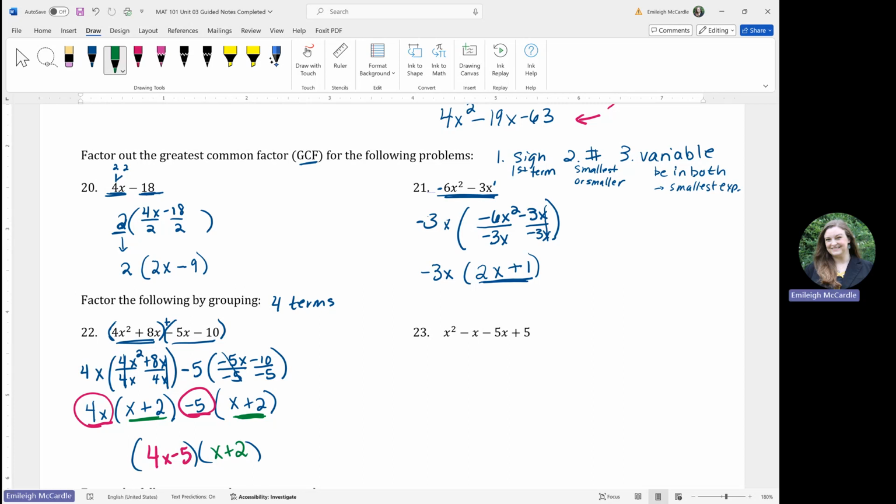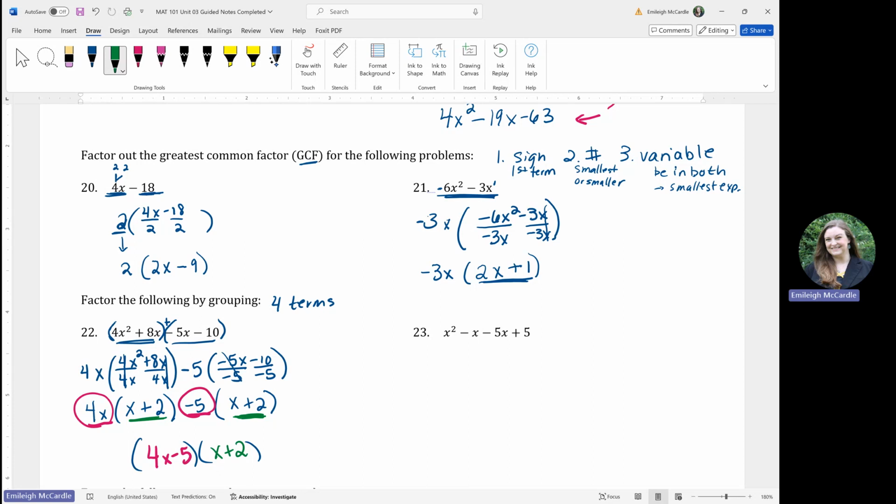I also want to mention that you could reverse these. So you could write x plus 2 and then 4x minus 5, and that would be totally fine also. One explanation to that is like 2 times 3 is the same as 3 times 2. Okay, so order doesn't matter when you multiply as long as what's inside is the same. So that would be our answer.